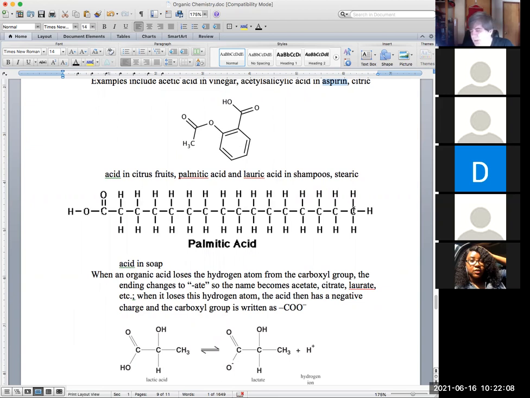And one of the main places that palmitic acid is found is in shampoo. There's also another acid called lauric acid that's in shampoo. And either tomorrow or next week, we'll look at kind of how shampoo works, what's the idea behind it, cleaning your hair.